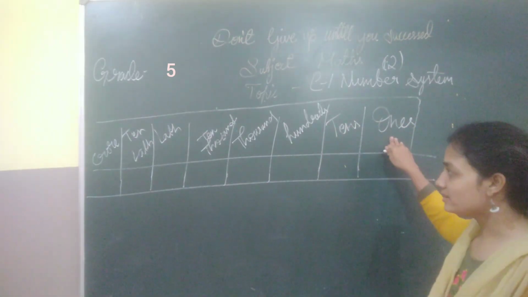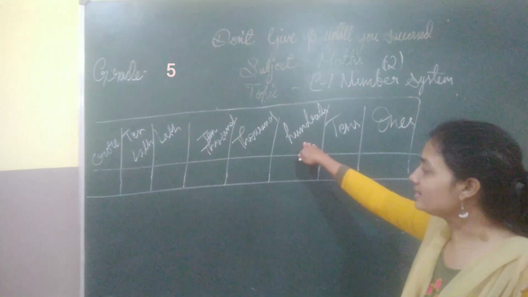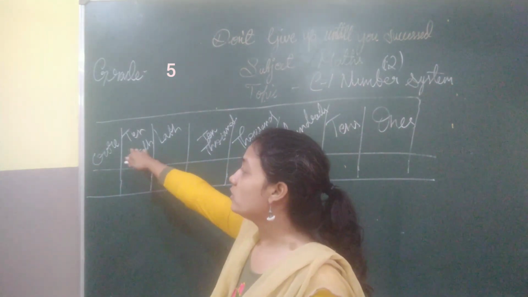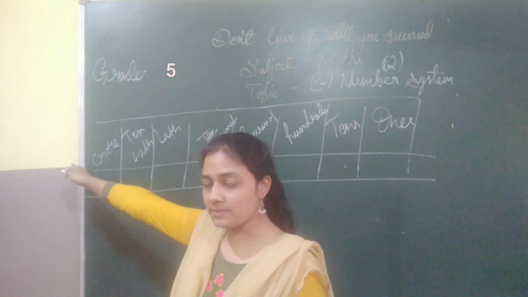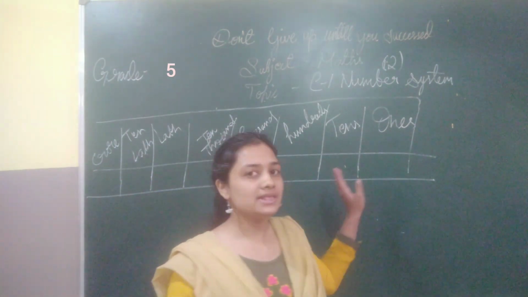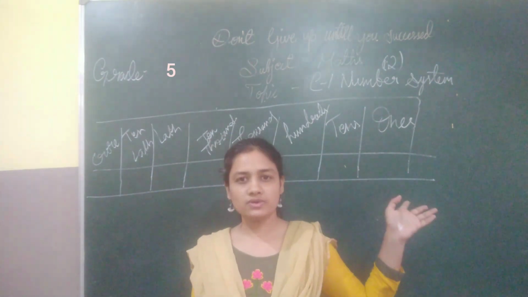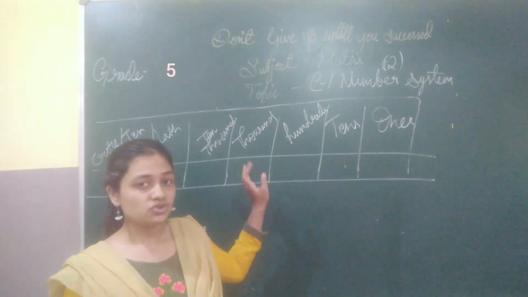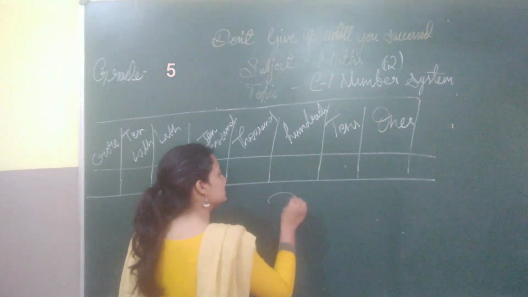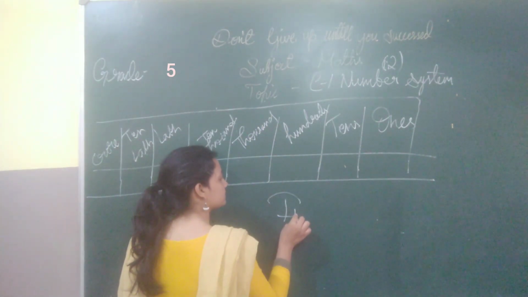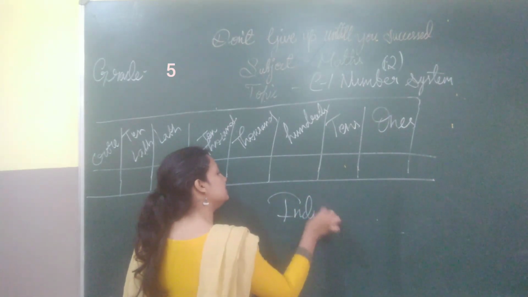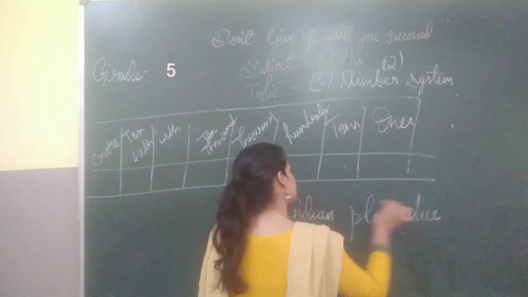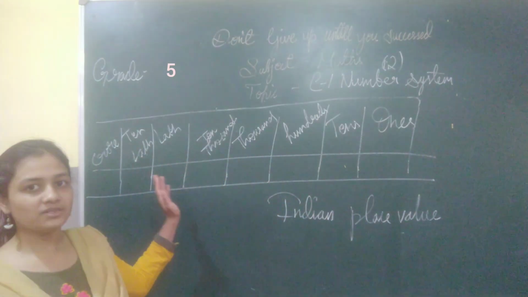So the places are 1, 10, 100, 1000, 10,000, lakh, 10 lakh, and you also have crore. Next comes 10 crore. All these are the place values, and you have two different place values which will be seen in the next video. This particular place value chart is called Indian place value chart.